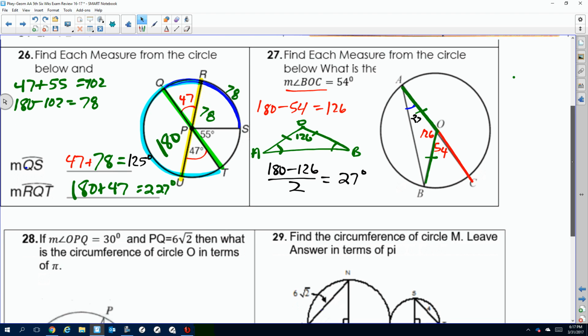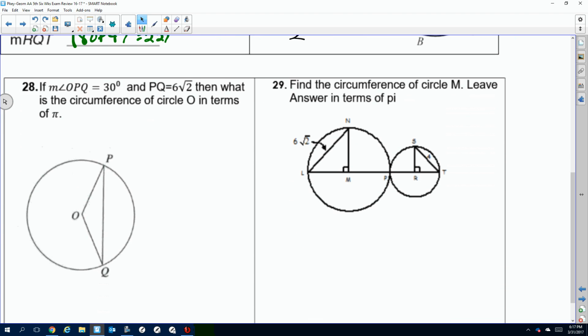All right, so on 28, using the same relationship, we're going to have to add some information here, because now they want us to find the circumference. We know that the angle OBQ, this little piece here, is 30 degrees. PQ, this chord, is 6 root 3. What is the circumference? The formula is 2 pi r, so you need the radius. We need this radius here, or this radius here, it doesn't matter, but we need to find the radius.